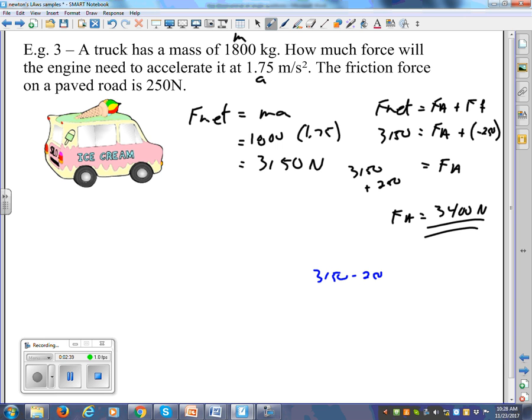Lane's not smiling as much today. Now she is. You can't always just subtract friction.